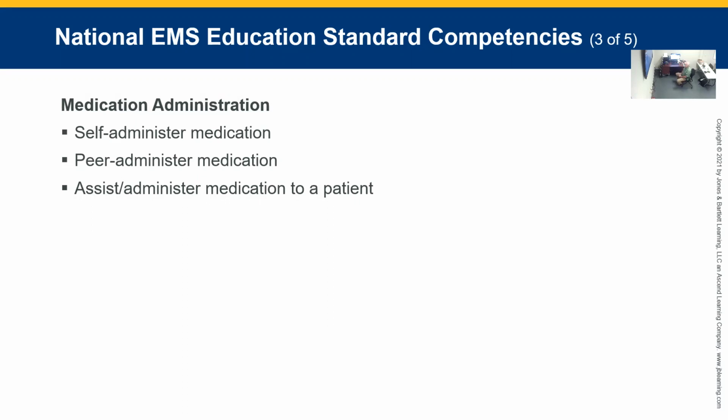Self-administered medicine is something the patient takes, like a metered dose inhaler or pills. Peer administered is giving it to yourself or to a partner. Assisted administration is like when someone has chest pain and you help them with a nitroglycerin.